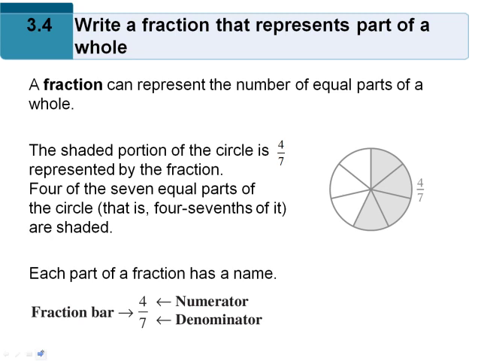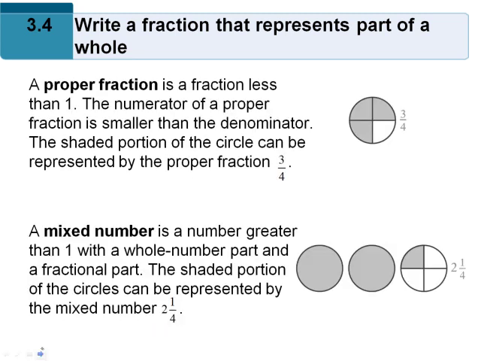Now, whenever you're dealing with a fraction, each part has a name. The top number is called the numerator. Then you have the fraction bar, and the bottom number is called the denominator. A lot of times you'll hear me say top and bottom instead of numerator and denominator, just because I'm kind of lazy sometimes, but those are the technical names for the top and bottom numbers of a fraction. So a proper fraction is any fraction that is less than 1.